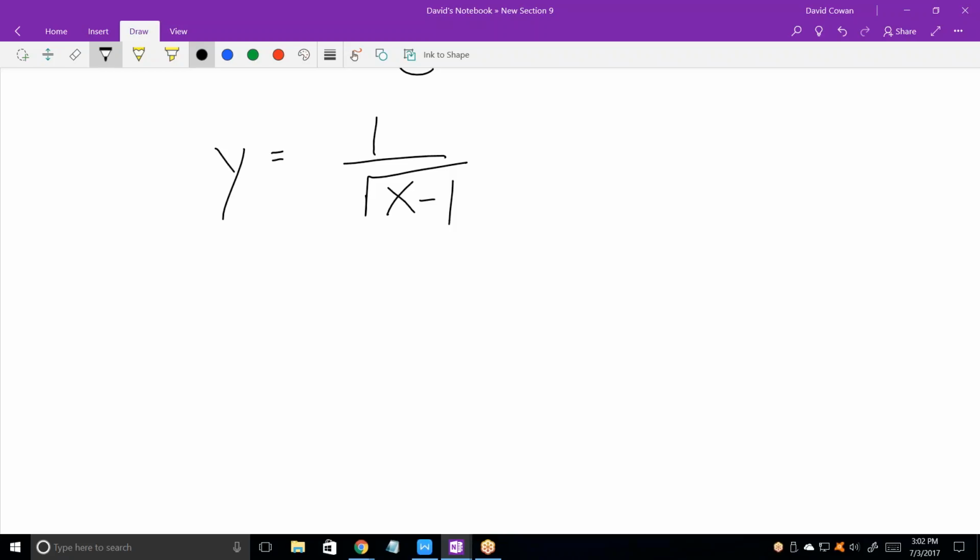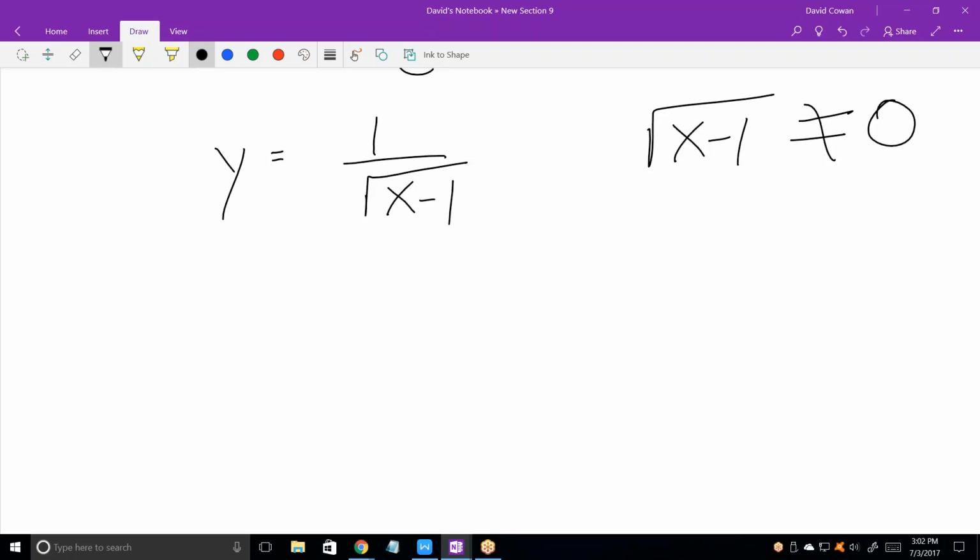What's the domain of that? Oh goodness. First of all, what's the number one rule? What's the first rule of math? You can't divide by 0. Okay, so that tells us that this cannot be equal to 0.